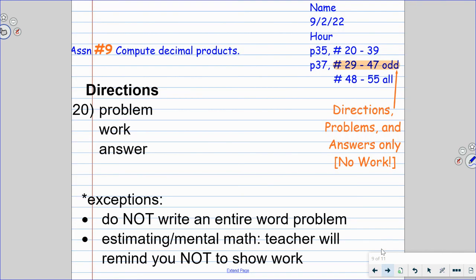All right, back to your work. Remember, please, page 35, 20 to 39, you must show, after you write the directions, write the problem, show your work, write an answer. But for page 37, 29 to 47 is no work. You should be doing those mentally. So yeah, write the directions, write the problems out, but then go straight to the answers. Now 48 to 55 all returns back. Problem, work, answer, problem, work, answer.